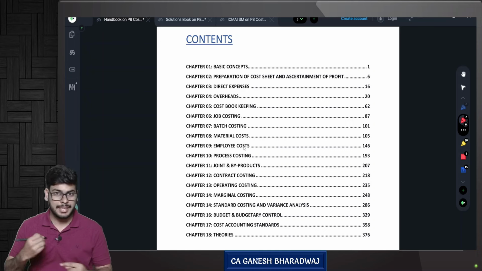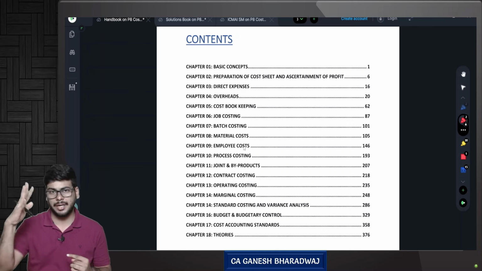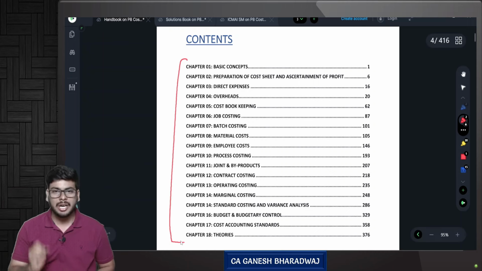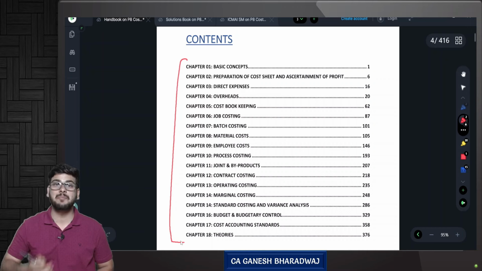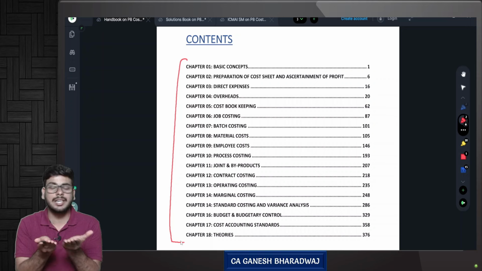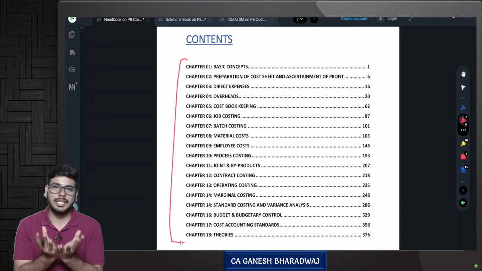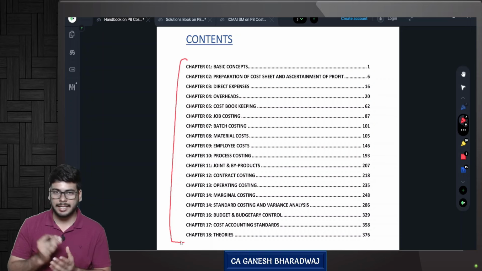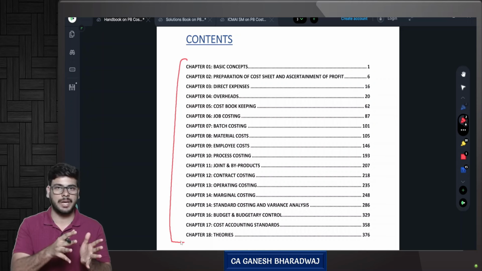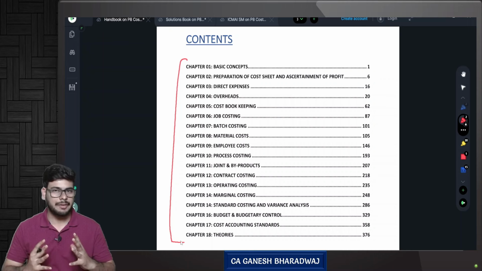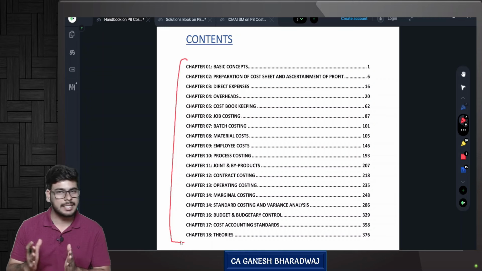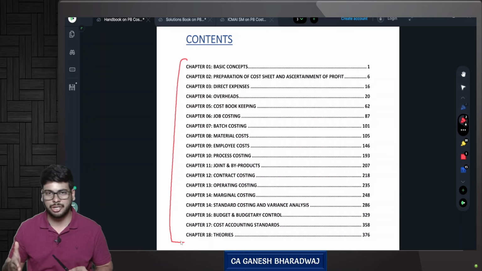Our sequence will be slightly different from your institute's sequence. This sequence I am following because this will help you to logically approach the subject. This will ensure that there will not be any gaps in the logical understanding of the subject. And trust me guys, it is time tested. Many students have already learned it this way, and they have given me feedback that they were able to understand the subject in a better manner. So that is the reason why I have structured it like this.